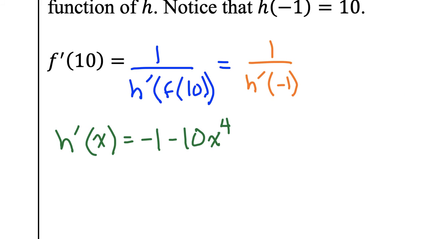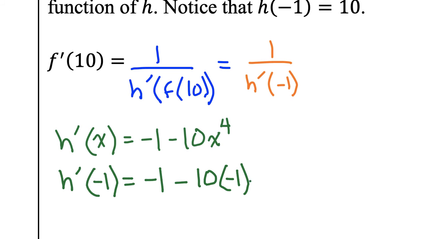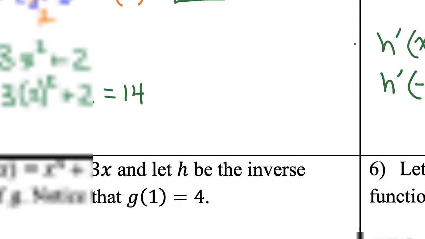That is now going to be, I'm plugging in -1, so h prime of -1 is equal to -1 minus 10 times -1 to the power of 4. Anything to an even power makes it positive, so I really have positive 1. 1 times 10 is 10, and then -1 minus that 10 is -11. So my answer is -1/11. Box it, moving on.